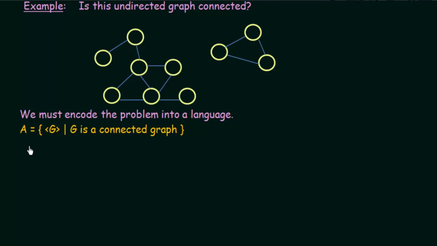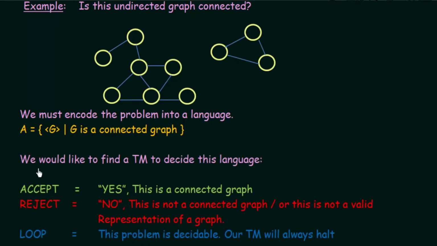So how do we do that? We do it like this. We call the language A equal to G, where G is a connected graph. So G is a string which represents a connected graph. Now, how does this work? We would like to find a Turing machine to decide this language. We design a Turing machine in such a way that if the Turing machine accepts, then the answer is yes, this is a connected graph. That means if the Turing machine accepts the string that is passed into it, then the graph represented by the string is a connected graph, and if it rejects, then the answer is no.